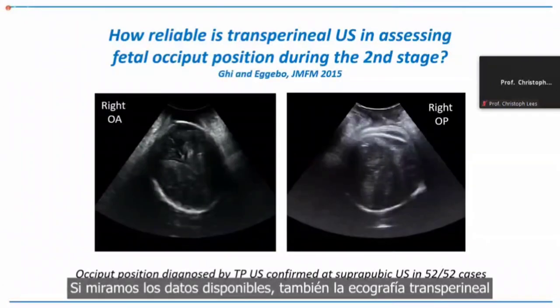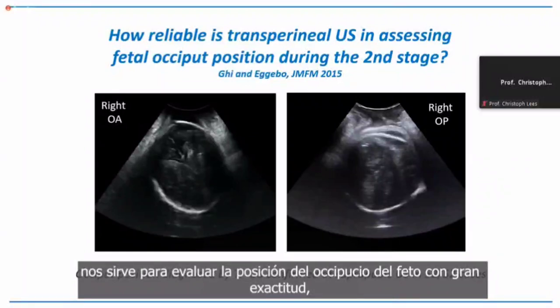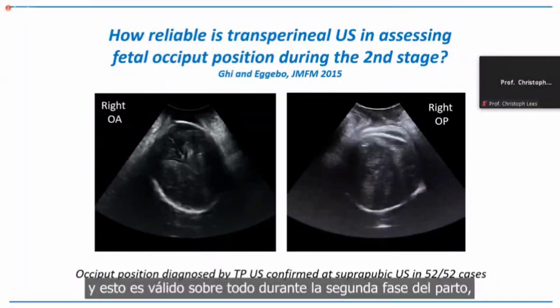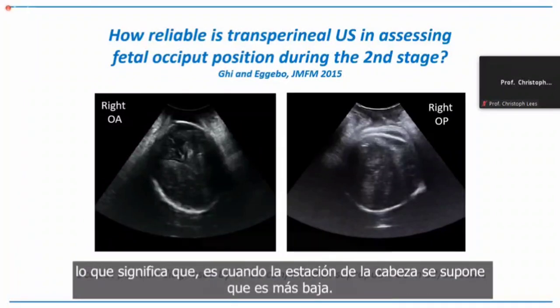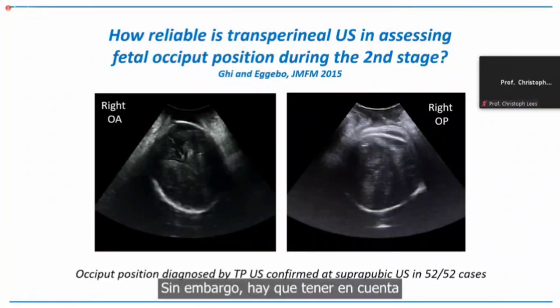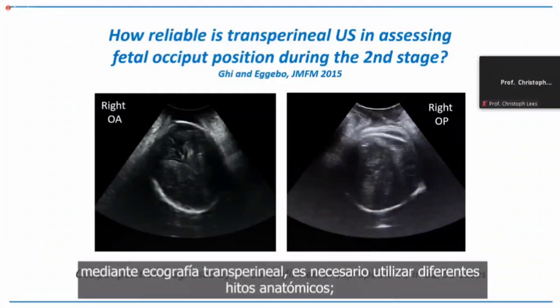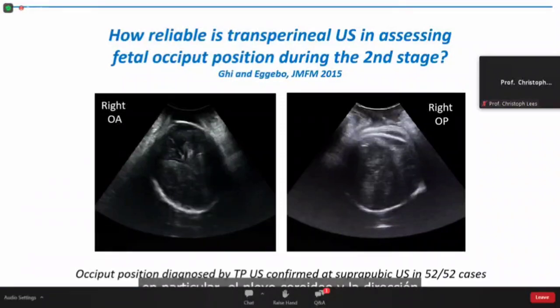Looking at the available data, transperineal ultrasound may also allow assessment of the fetal occiput position with high accuracy, and this holds true particularly during the second stage of labor, which means when the head station is supposed to be lower. However, it has to be borne in mind that when evaluating the occiput position by means of transperineal ultrasound, different landmarks need to be used, in particular the choroid plexuses and the direction of the posterior horns of the lateral ventricles.